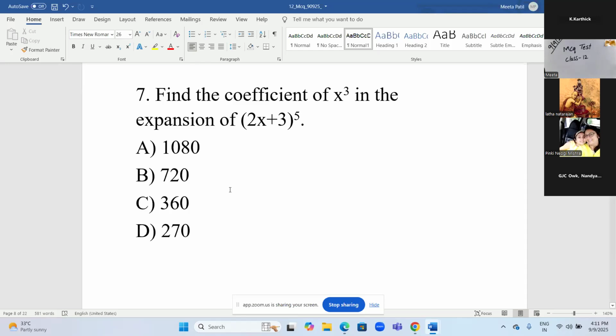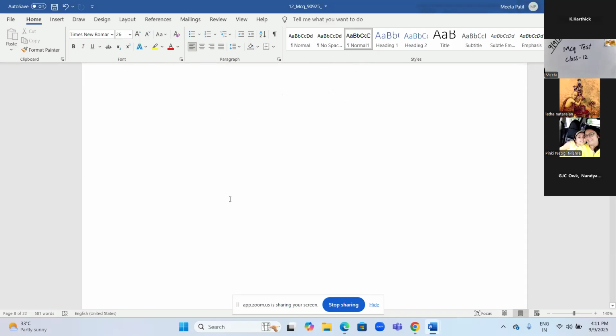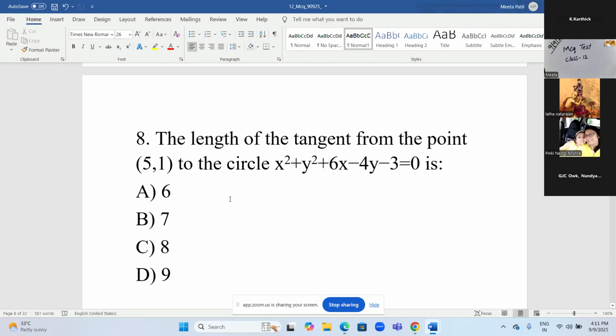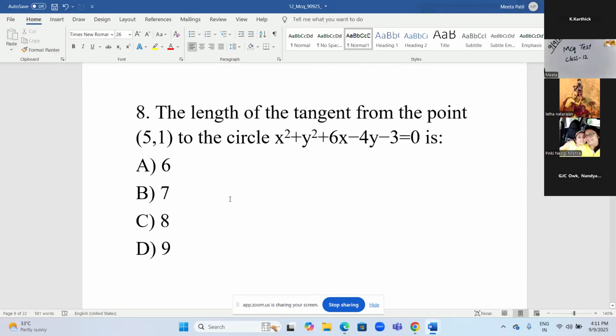Okay. So we are moving for the next question now. Your next question is: the length of the tangent from the point (5, 1) to the circle x square plus y square plus 6x minus 4y minus 3 is equal to 0 is. You are having options as option A 6, option B 7, option C 8, option D 9.